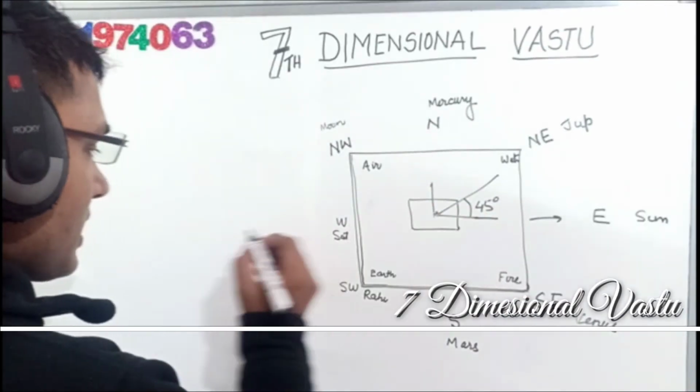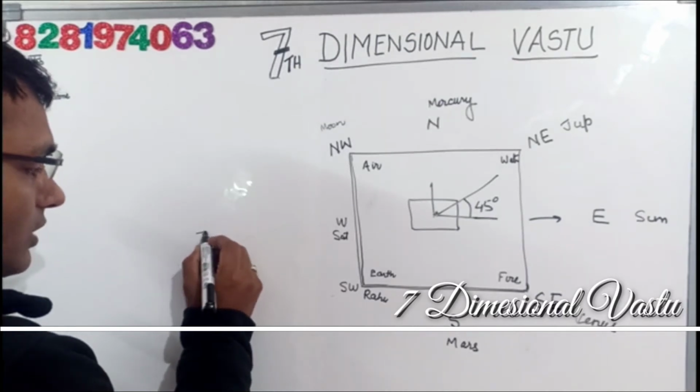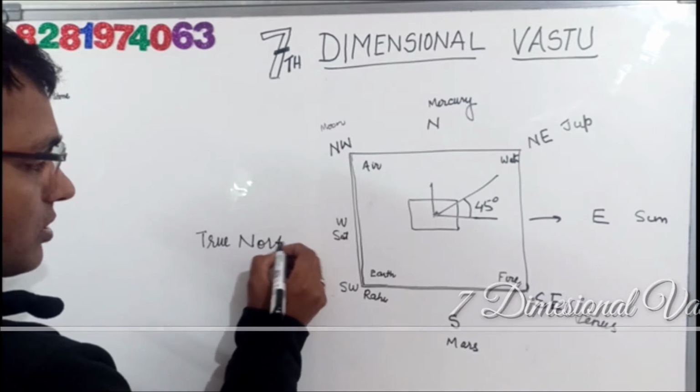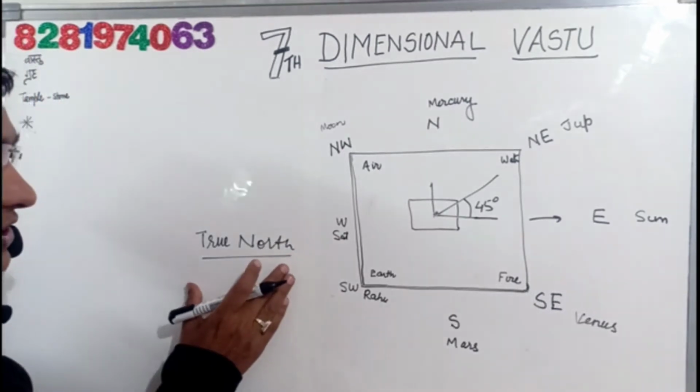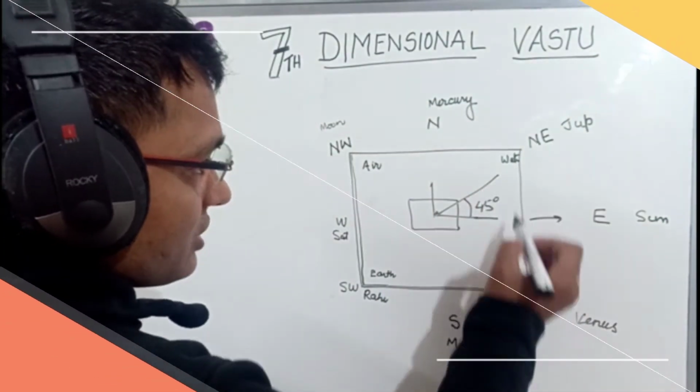First of all, there are two types: true north and magnetic north. There is a rectification, I will explain in a later session. There is a little difference between them, but that will come in a later session. But at least through the compass you will know which is the east direction.